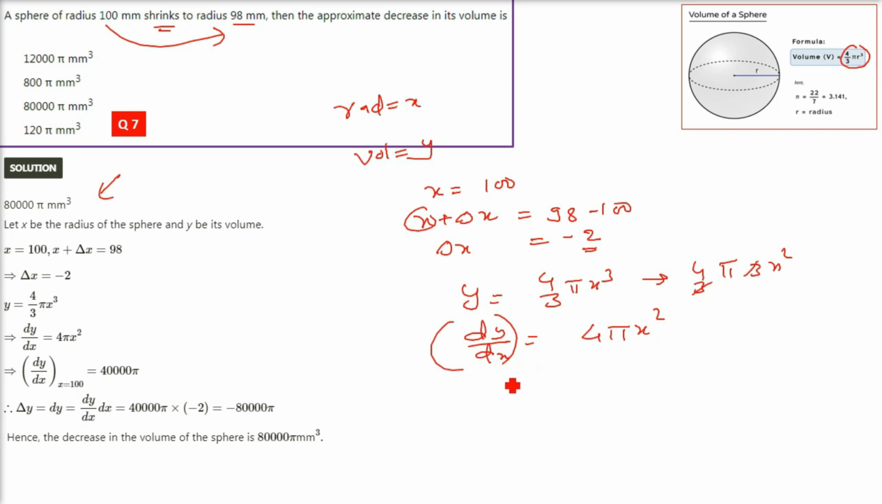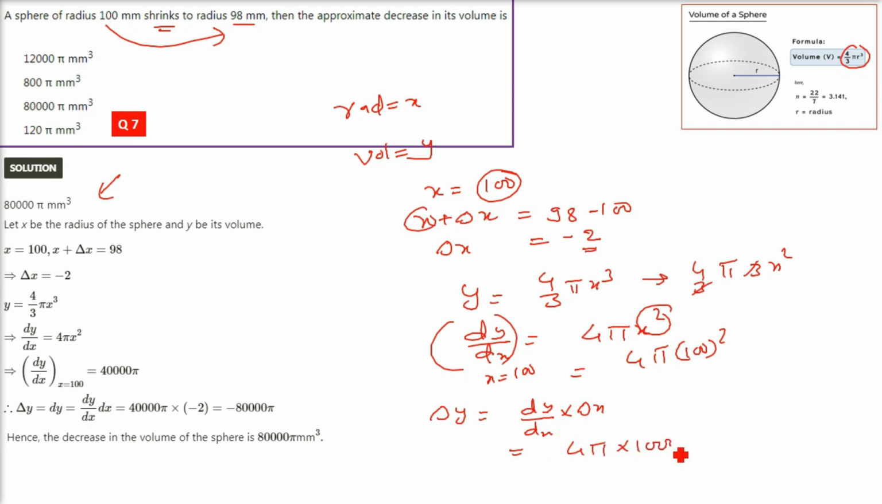Now we have to find the value of dy by dx at x. What is x here? 100. So 4 pi into 100 square, that is 4 pi into 10 to the power 4. Delta y is dy by dx into delta x. dy by dx is already computed, 4 pi into 10 to the power 4, and delta x is -2. So you get minus 80000 pi, and this is in millimeter cube.